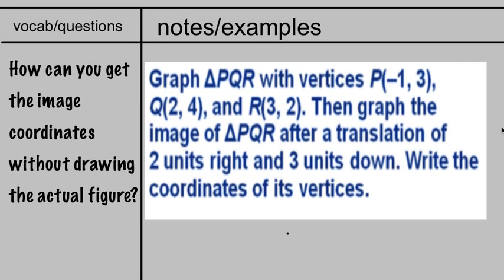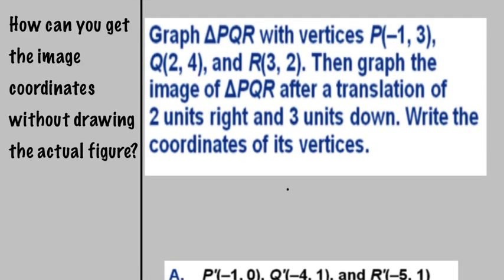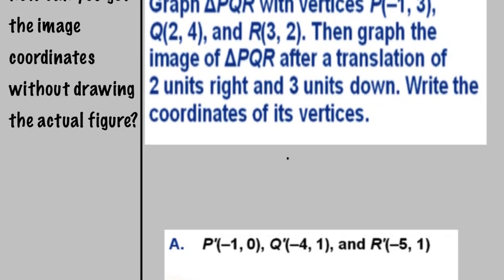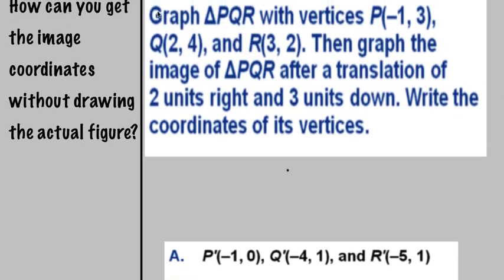We have this figure. And yes, the notes here tell us to graph this figure, but I don't want to graph it. I want to know, can we solve this without graphing? Can we figure out what the new images would be? What would its new vertices be? I know that this original image had a point P at negative 1, 3. It has a point Q at 2, 4. And it has a point R at 3, 2.